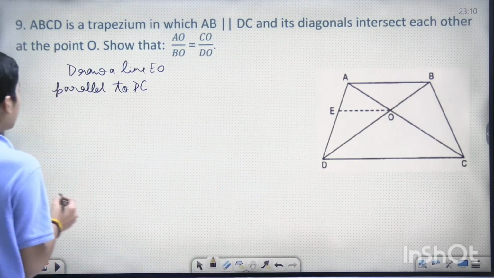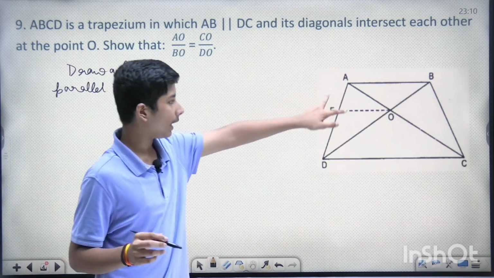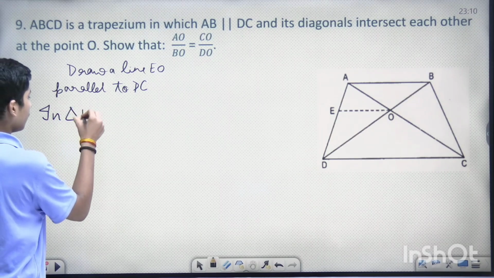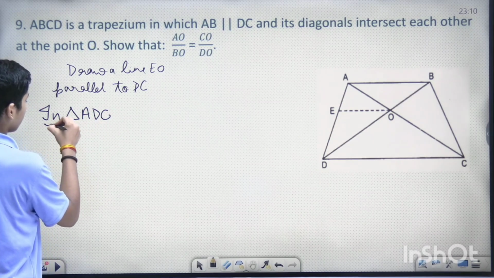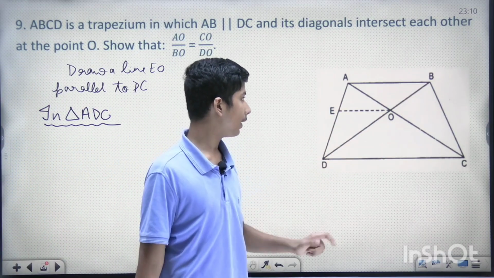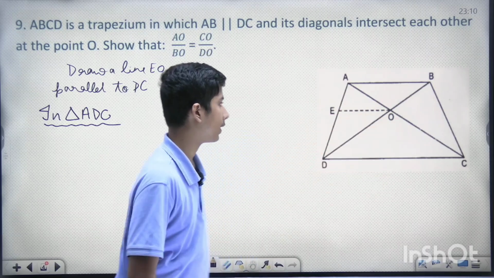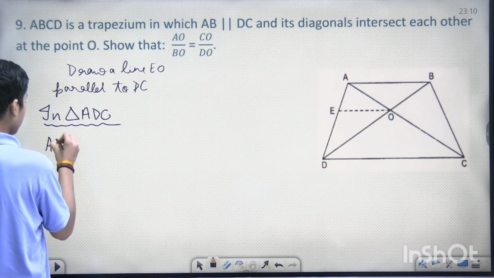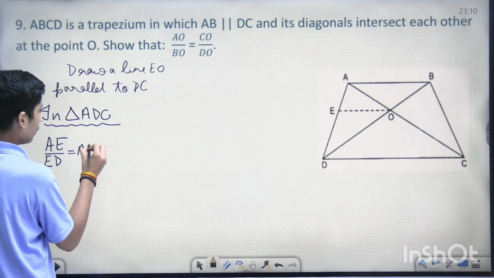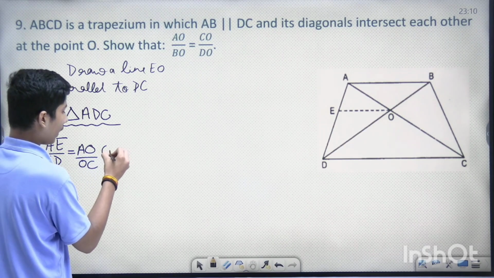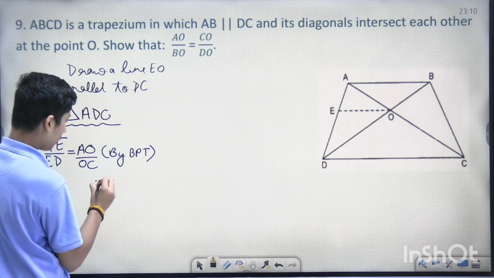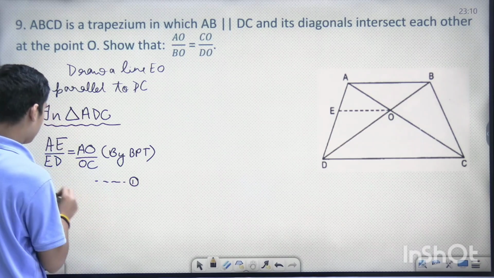Okay. Now, we'll take triangle ADC. In triangle ADC, here EO is parallel to DC, so AE upon ED equal to AO upon OC by BPT. This will be equation 1.